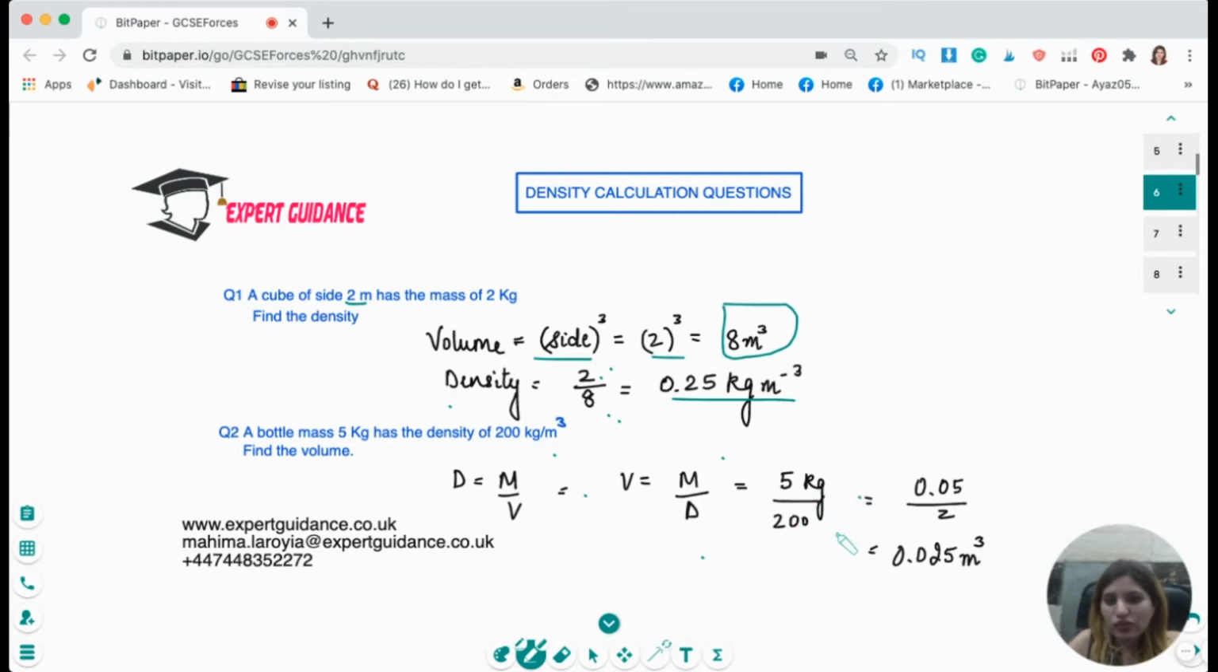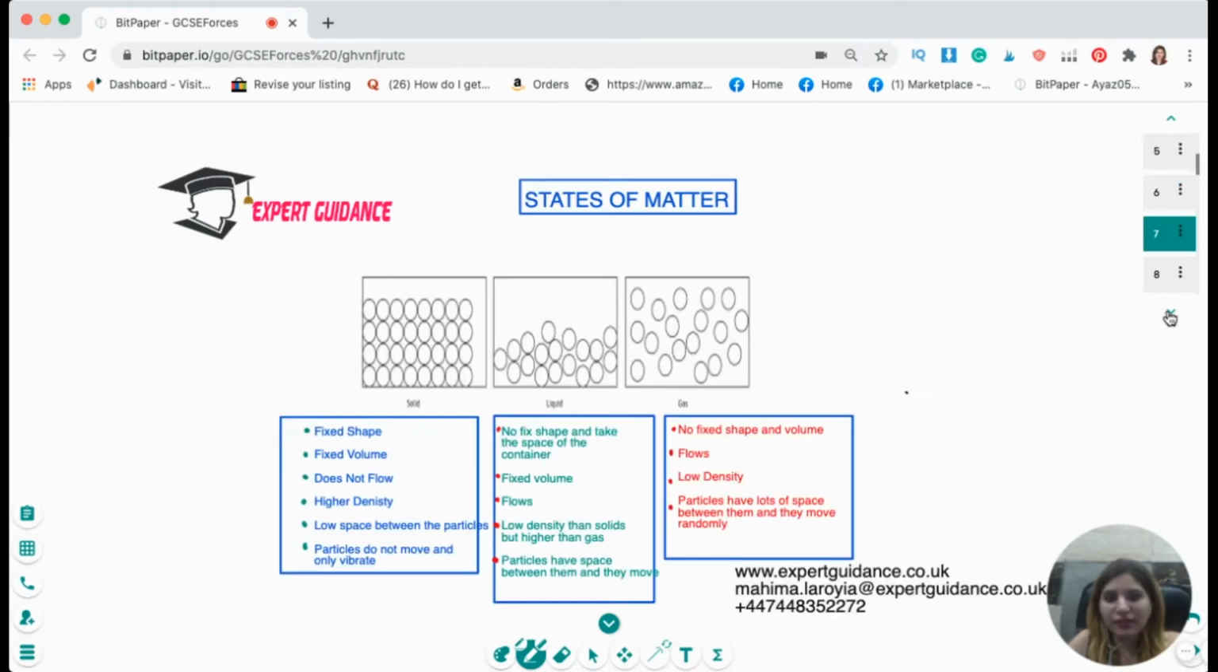So 5 over 200, that will give me 0.025 meter cube as the density of a liquid. Okay, so I hope these questions are clear to you.